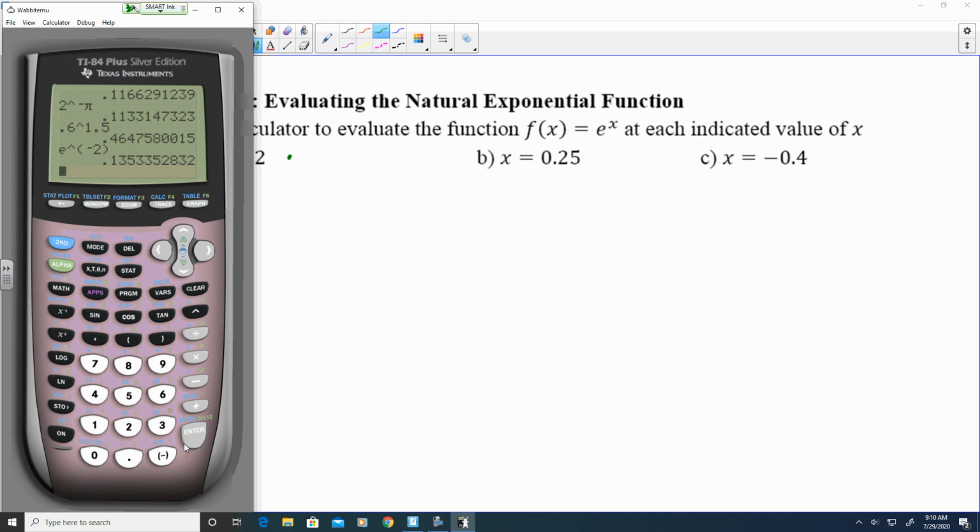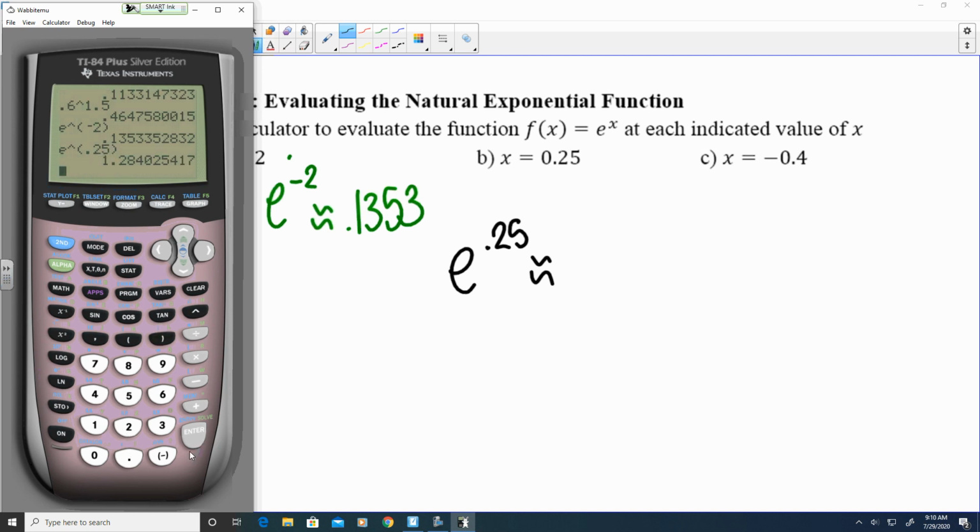0.1353. E to the negative 2, 0.1353. And then we have e to the 0.25, 1.2840, and e to the negative 4/10 is about 0.6703.